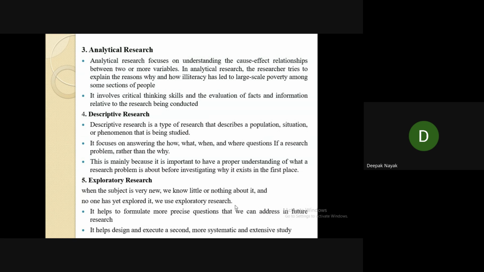That can be exploratory research, and further you can merge it with other kinds of research and develop it into analytical research or other kinds of research. So it is to formulate more precise questions that can be addressed in future research, as it is noted. Okay, so that is exploratory research.